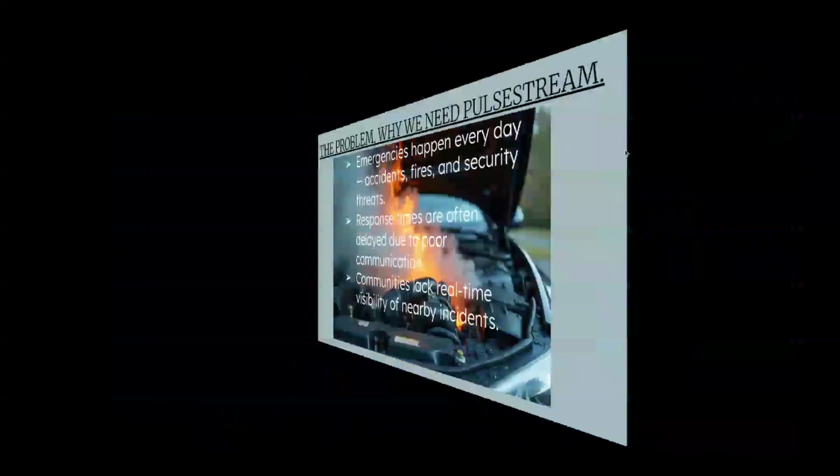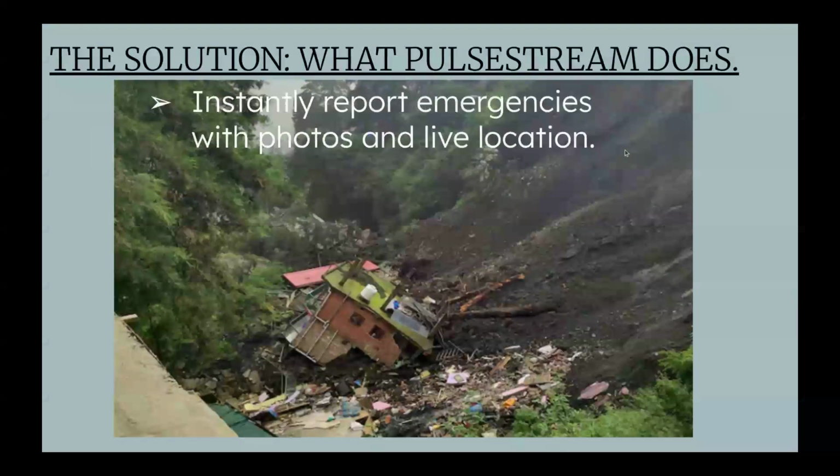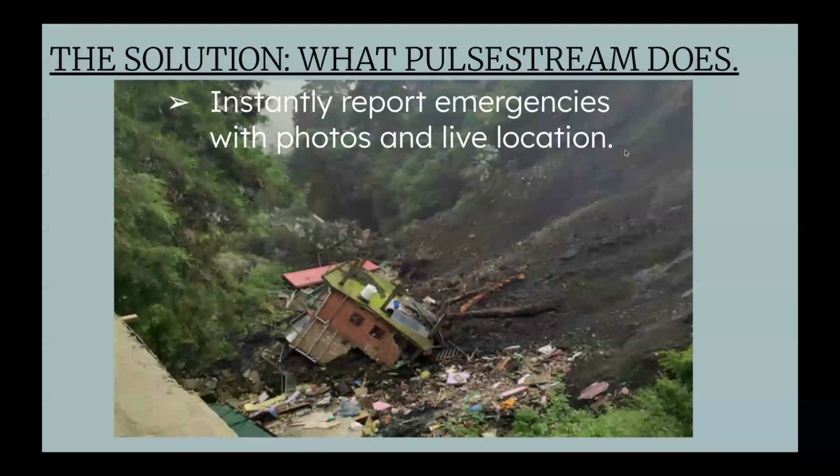The solutions that PulseStream brings to the table is that it brings about instant reports of emergencies with photos, and you can also include videos if you have, and also the live location where it's happening, whereby anyone can look at this incident and be able to tell where it's coming from instantly, whereby they can be alerted. That's the one thing.